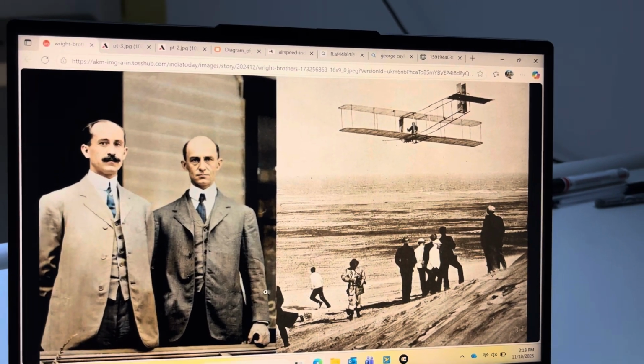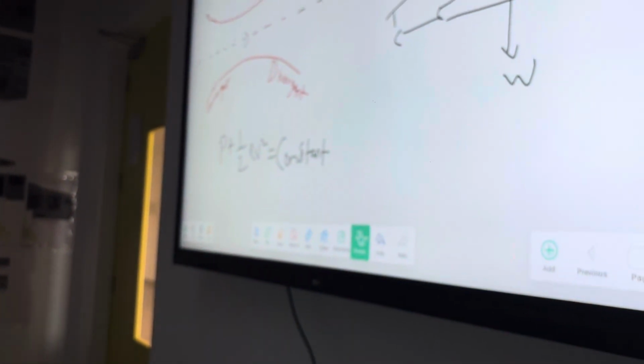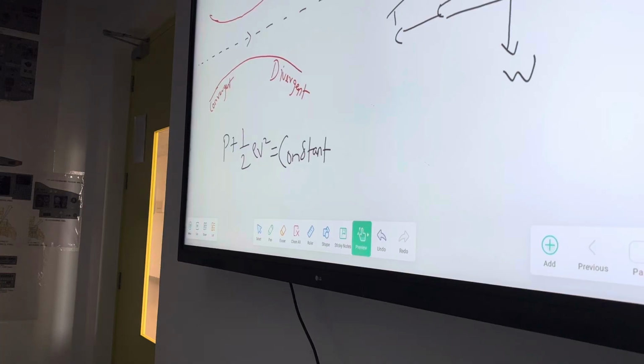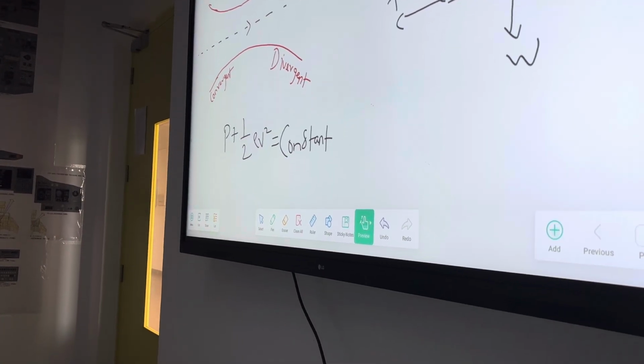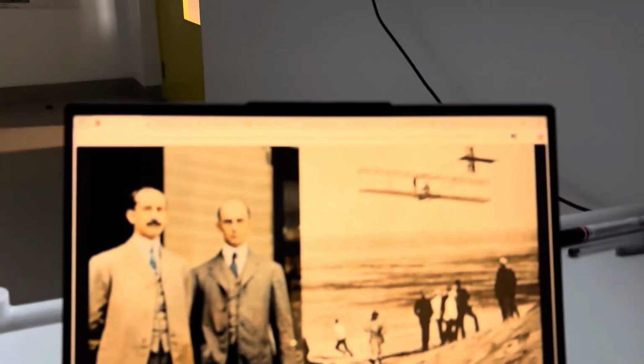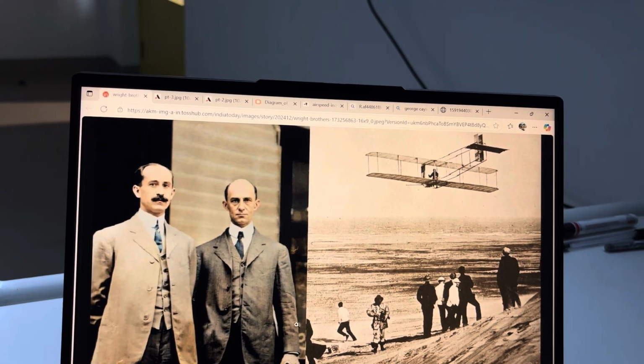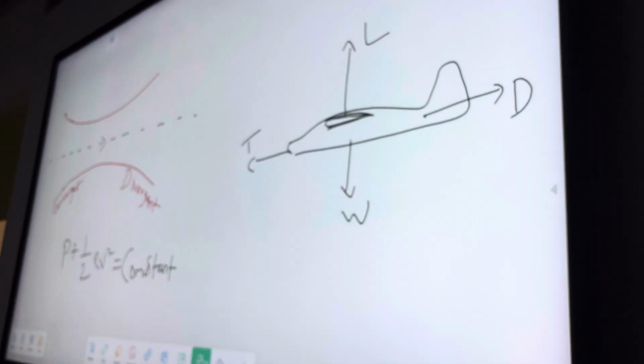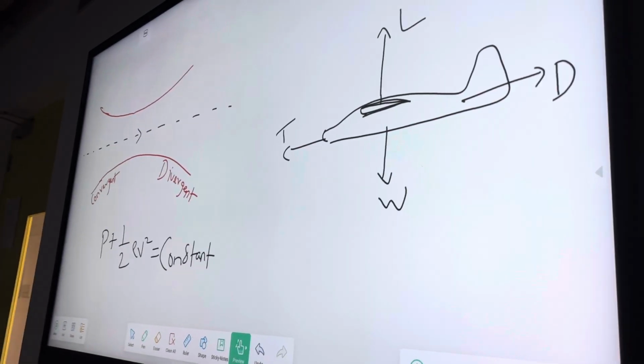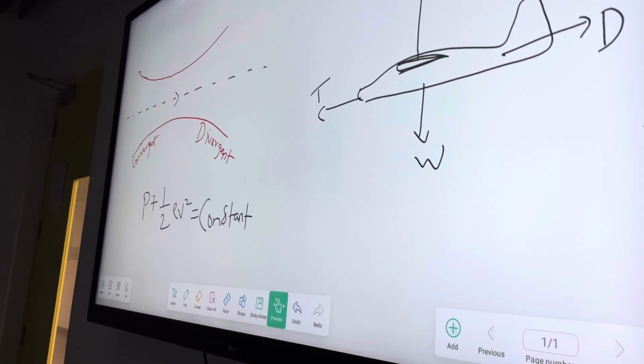So it took around 165 years to convert that idea, the idea about how pressure and velocity are related, Bernoulli's principle, into a successful flying aeroplane. This is what we are going to see today. I'm going to focus on how lift is generated, based on Bernoulli's principle. Let's get into it.